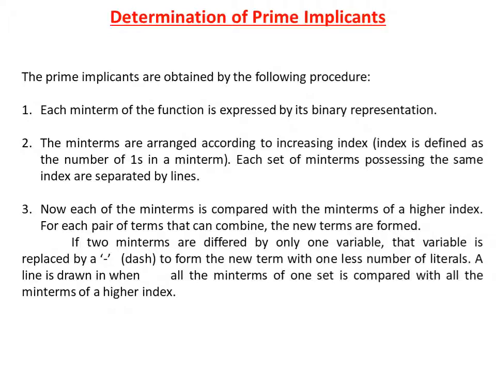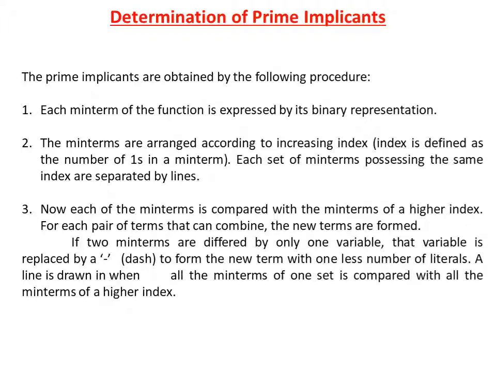The prime implicants are obtained by the following procedure. The first step is, each minterm of the function is expressed by its binary representation. The second step is, the minterms are arranged according to increasing index. Now the third step is, each minterm is compared with the minterms of the higher index. If two minterms differ by only one variable, that variable is replaced by a dash to form a new term with one less literal.